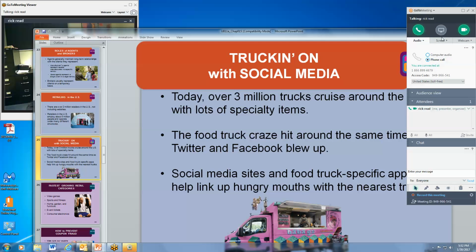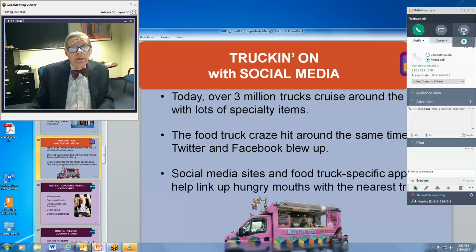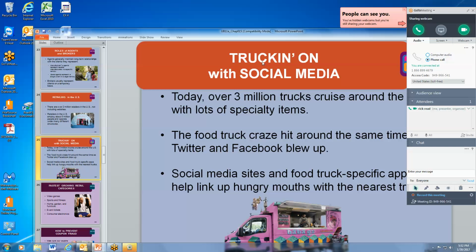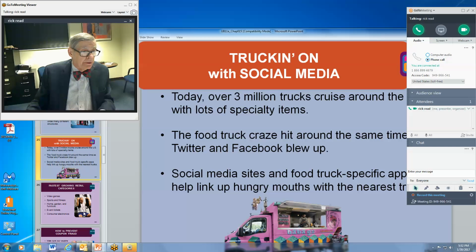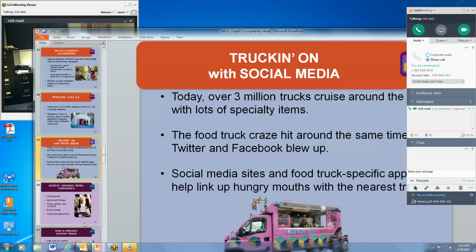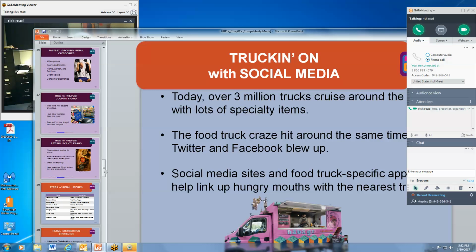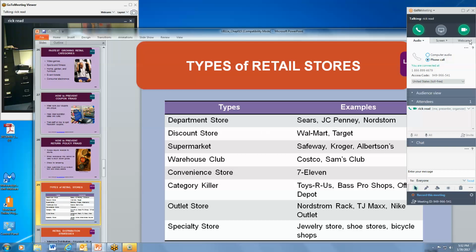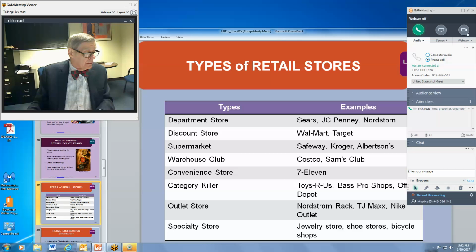And this just talks about social media, but not so much social media. What I want to talk about is the internet. I'm not going to spend too much time on social media or quick growing areas in retail. These are the type of retail stores that we have.